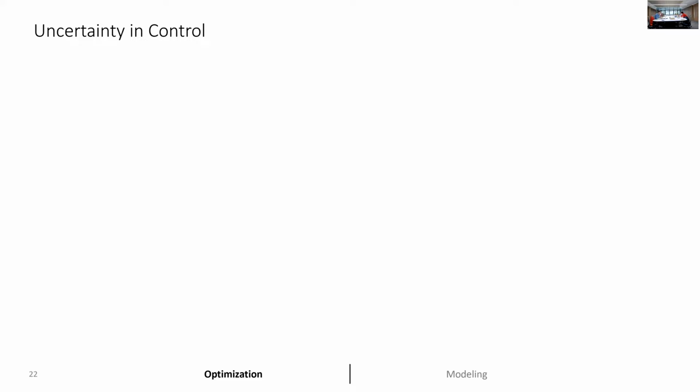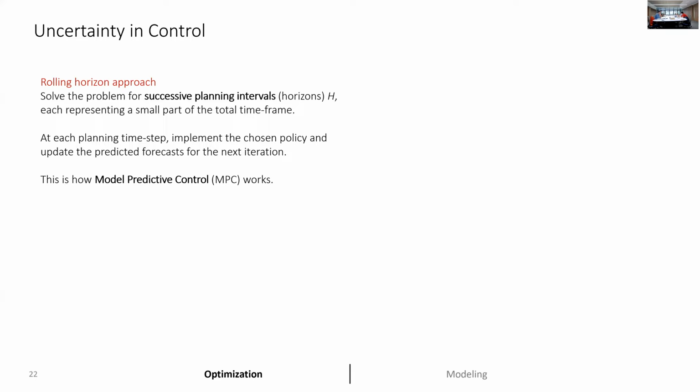In control, to account for the constant uncertainty, you want to solve the problem with successive planning horizons. So smaller horizons H, that each present a small part of the total time frame. So each planning time step, we will implement the chosen policy and update the predicted forecast for the next iteration. This is how MPC works, model predictive control.